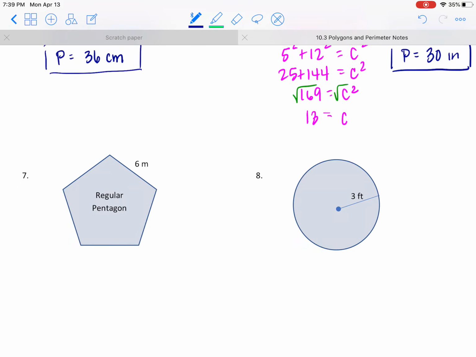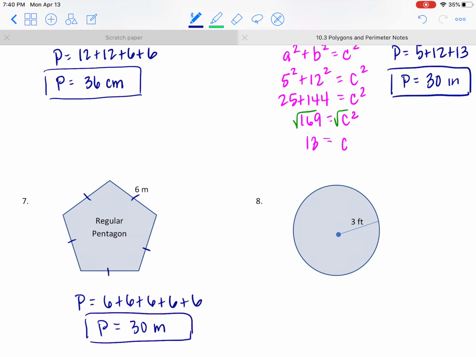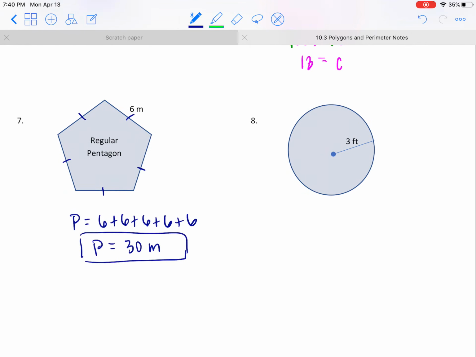Okay, moving right along. So we have a pentagon here, a regular pentagon. Regular means all of the sides are equal. So all of these sides are going to be 6 meters. So if we have 6 meters, 5 times, that's 5 times 6, the quick way to do that. Otherwise, 6 plus 6 plus 6 plus 6 plus 6, 5 times. Either way, you're going to get a total of 30 meters. Got a lot of answers in 30s. That's just coincidental.